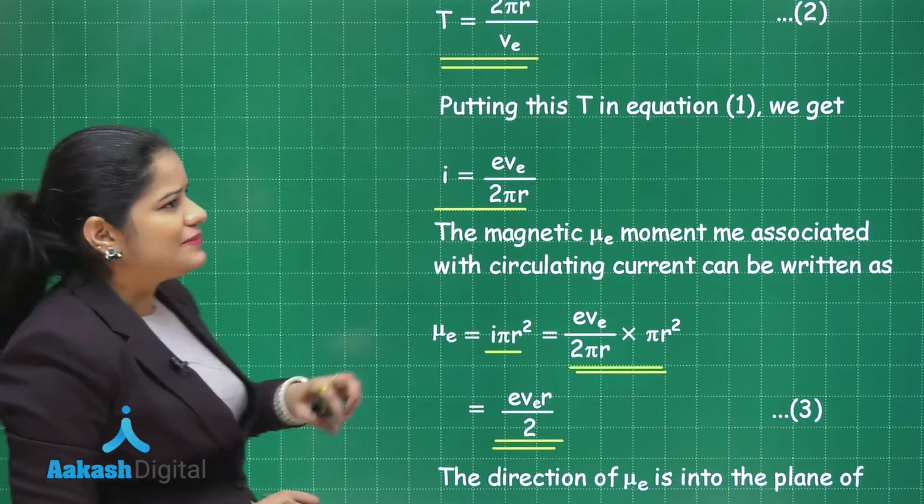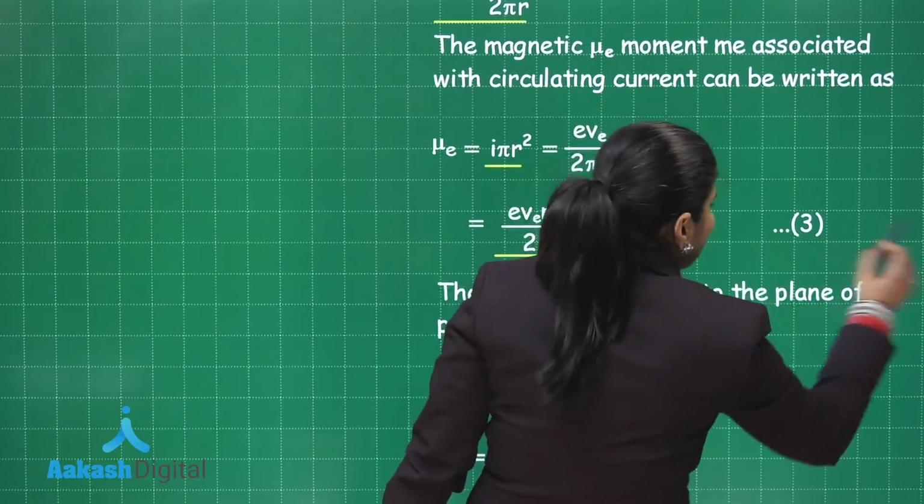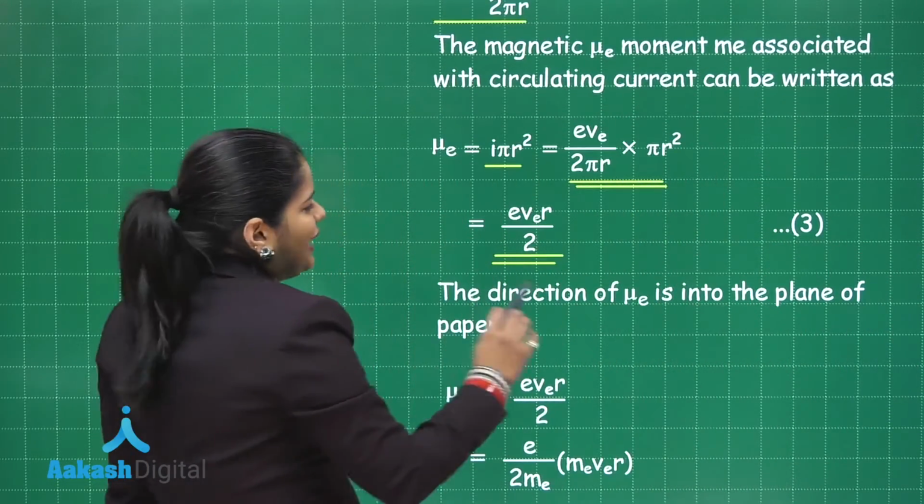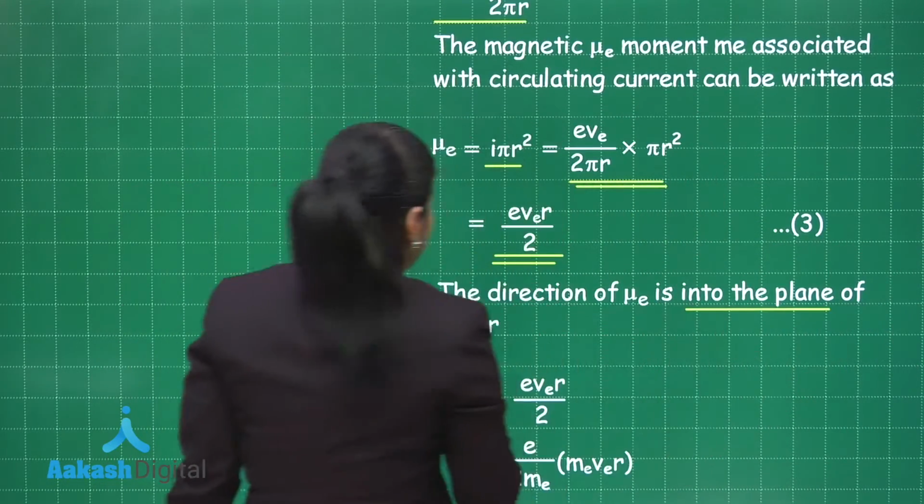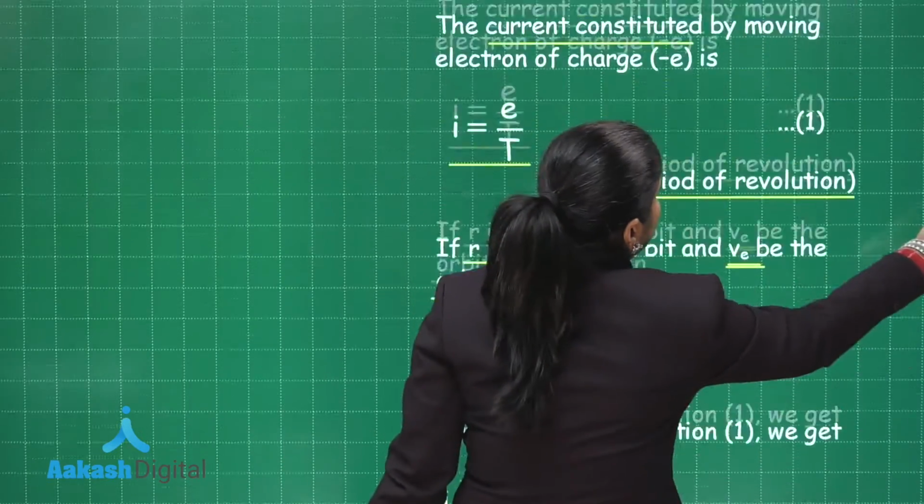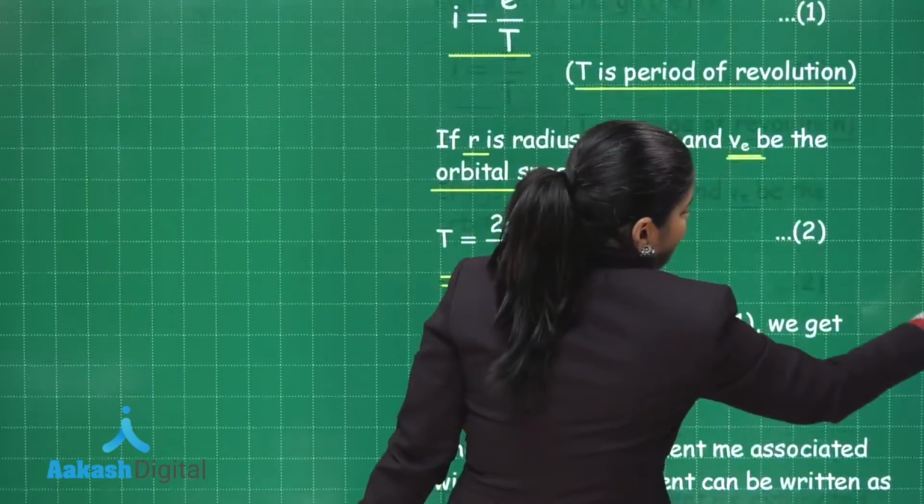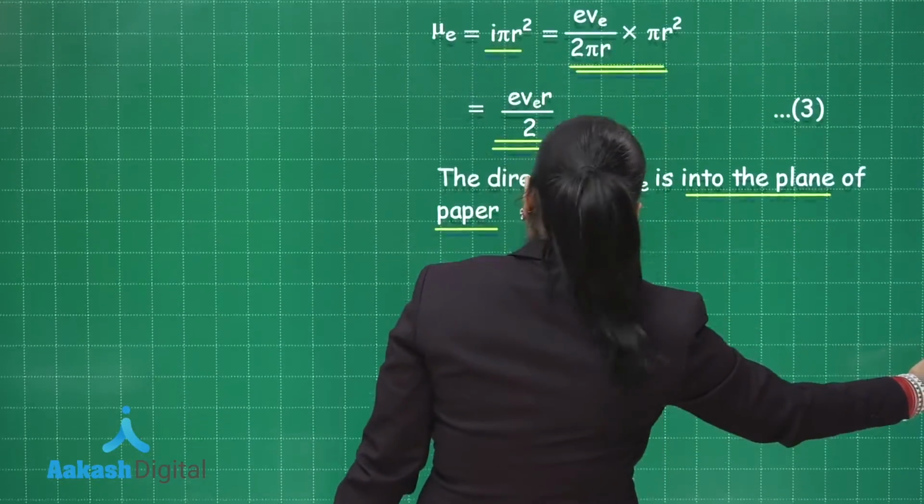Now this magnetic moment is a vector quantity, so there is going to be a direction associated with it. That is going to be into the plane of the paper, because this will be decided by the current. The current here is in the clockwise direction, so this will be into the plane of the paper.